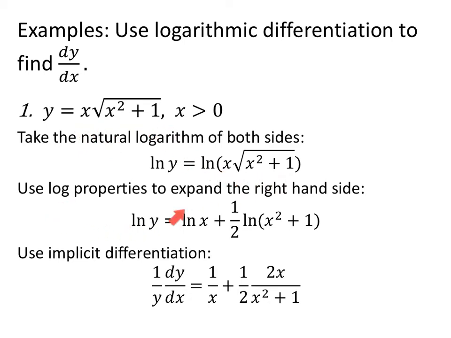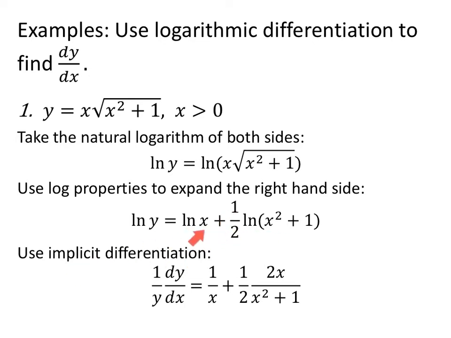We're going to use log properties to expand the right-hand side. So the natural log of a product is the sum of the natural logs, and the exponent, the square root, which is an exponent of 1/2, can be moved down in front. Remember, if you need a review of logarithmic properties, you should check out my pre-calculus lectures marked by 1508 and somewhere in chapter 3.